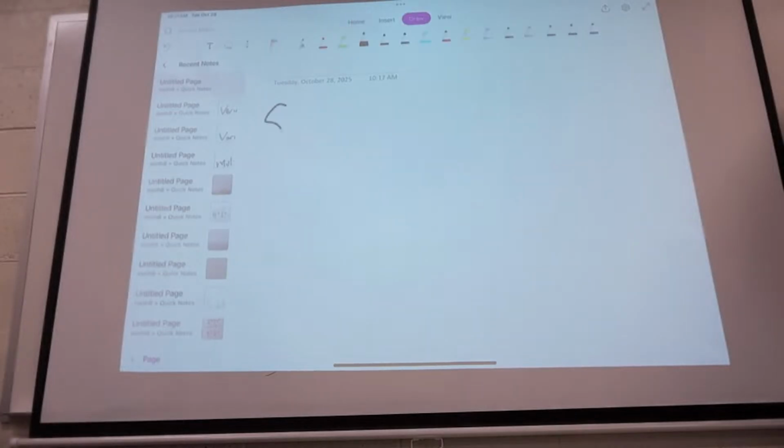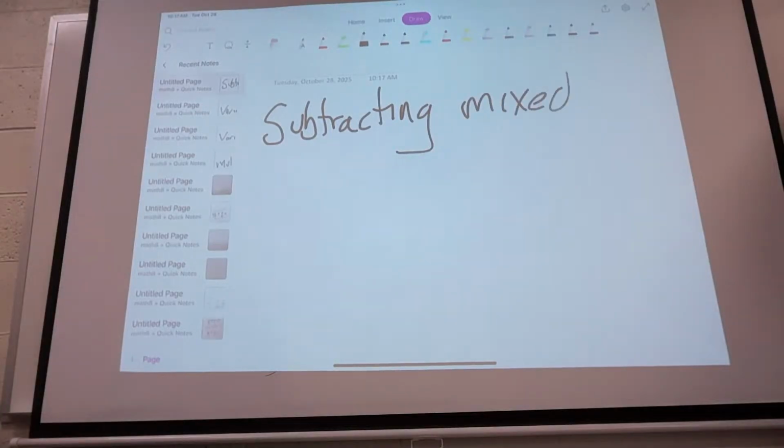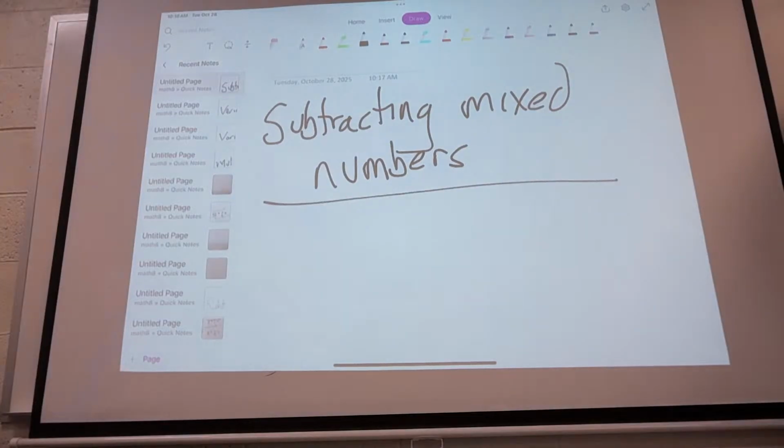Subtracting mixed numbers. All right. Do the first one together. You put it up here, please.